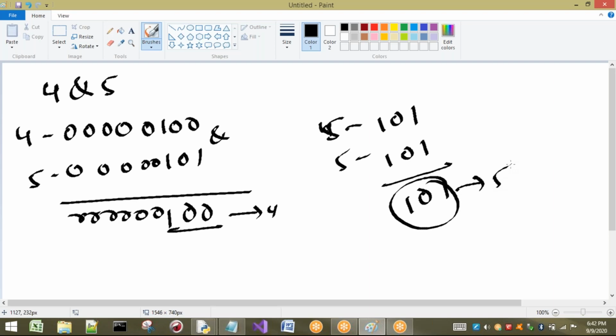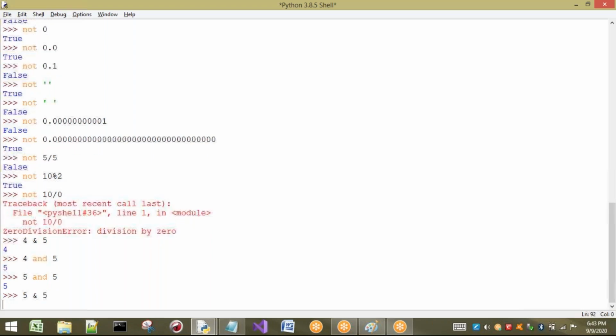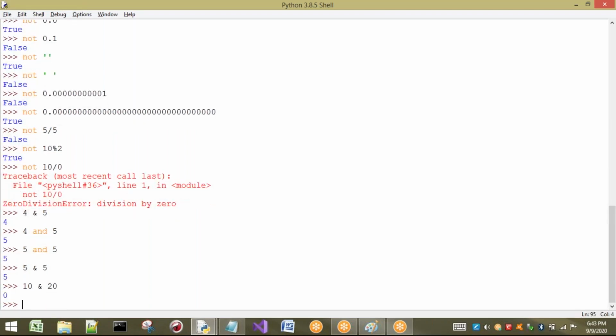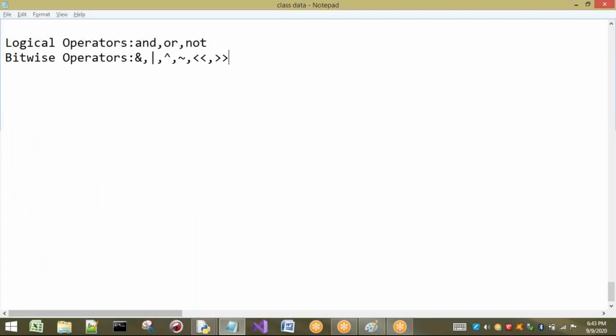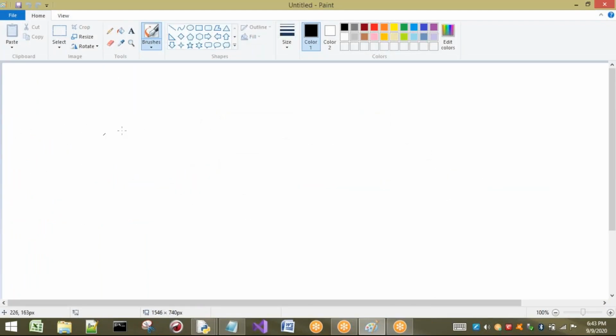I want to show you two more examples so that you will get clarity. Here 5 and 5 gives 5. It is a logical operator, so you will get the same value here also. No problem, 5 and 5 is 5 only. Next, I want to show you 10 and 20. So what is the answer? You are going to get 0. We have to understand why this results in 0. So 10 and 20. What is the value of 10?